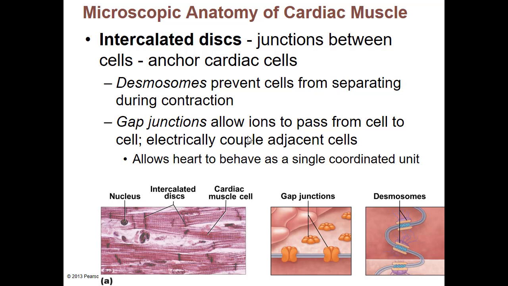At those sites, ions like sodium and potassium and calcium can still move from one cell to another. So when one cell has an action potential happening, the cell right next to it also does, because the ions are all moving together. And it can do that through those gap junctions. So it allows the heart to behave as one single coordinated unit because those ions can move through there.